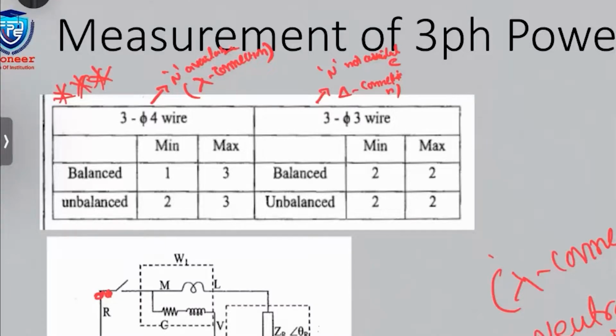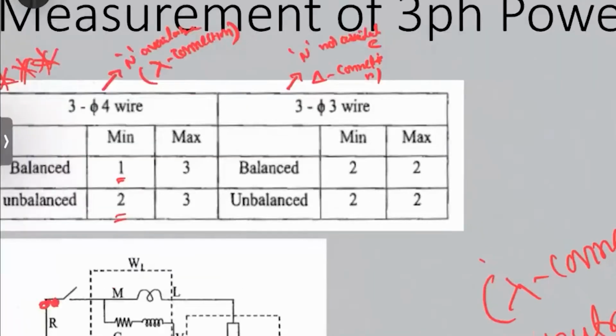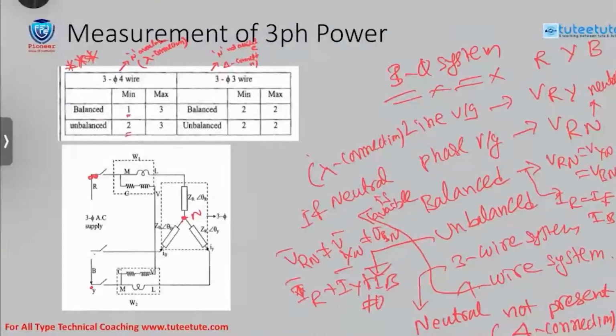For a balanced 3-phase system, how many wattmeters are required for measurement of power? For a balanced system, 1; for an unbalanced system, 2. Why is one meter sufficient? Because in a balanced system, the voltage and current in all phases are equal. If you measure single phase voltage and single phase current, that is sufficient. If you multiply by 3, we get the total power.